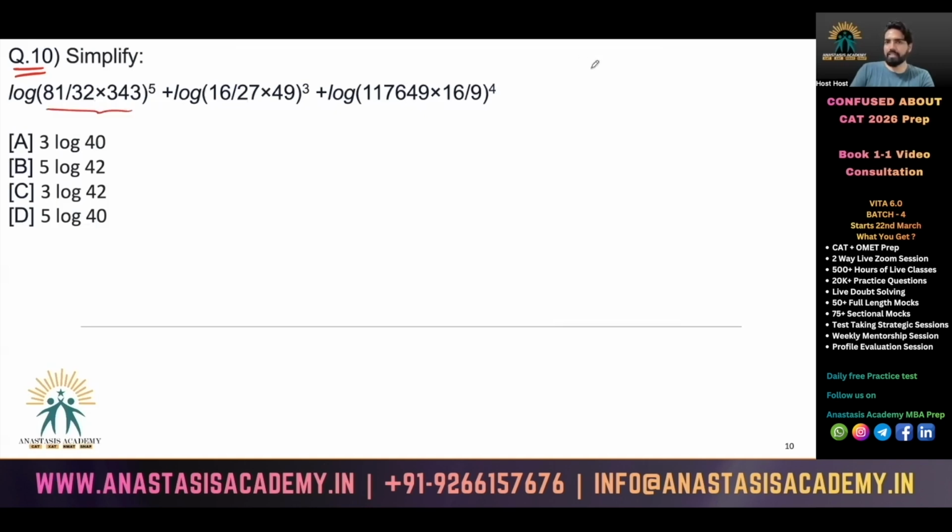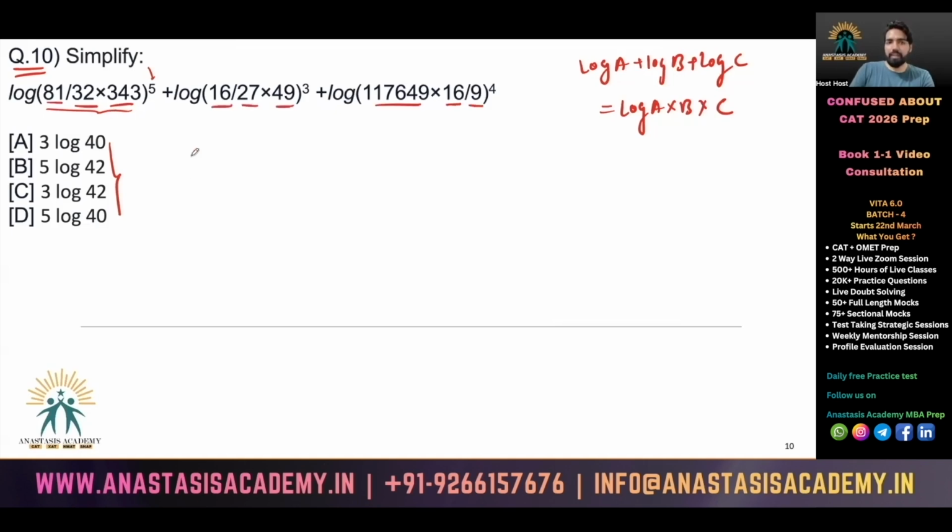Because the property of log is log A plus log B plus log C on the same base can be written as log A into B into C, correct? But I have powers here, right? And you can look at the answer. This is some combination of 3, 2, and 7, right? I need to break down these powers into their constituent primes.